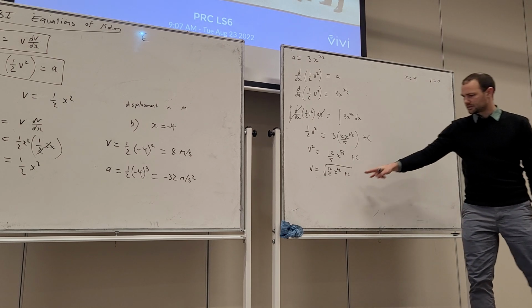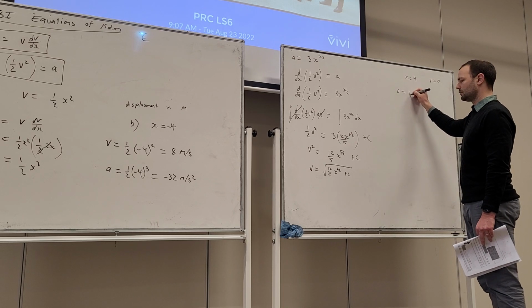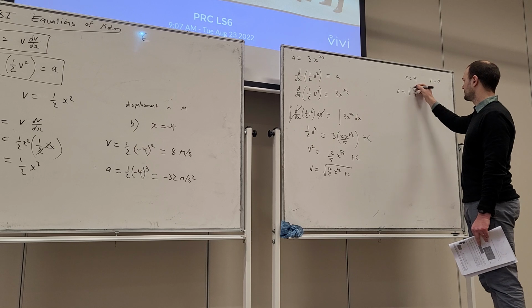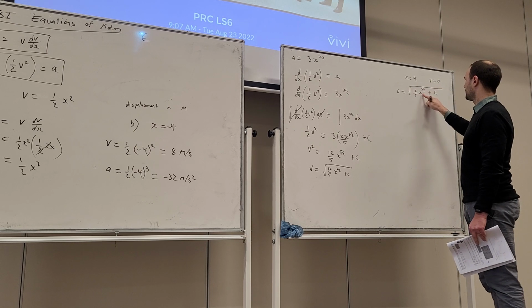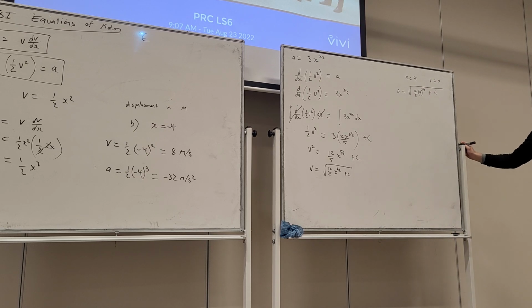So let's put that in to solve for this value of c. What we're going to have is 0 equals the square root of 12 on 5, x to the 5 on 2. I think that's a 4. 4 to the 5 on 2 plus c.